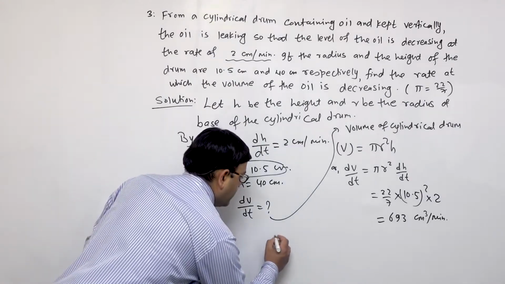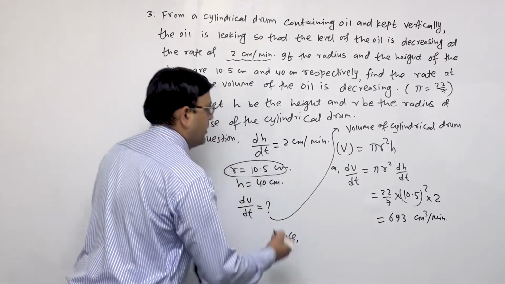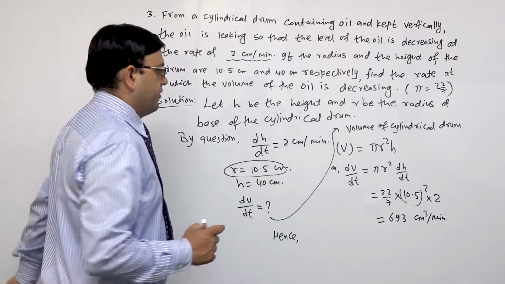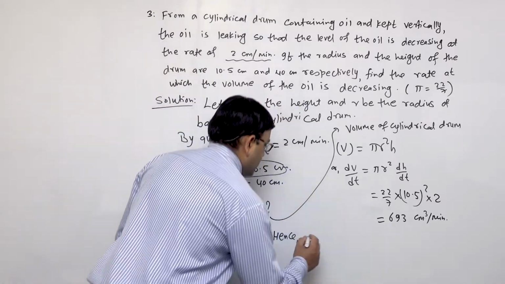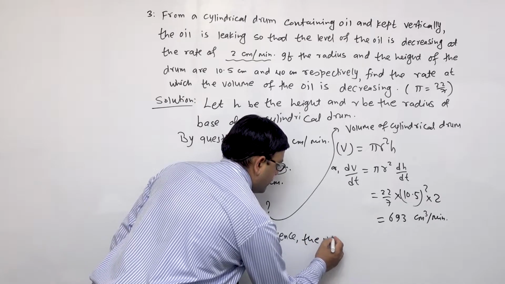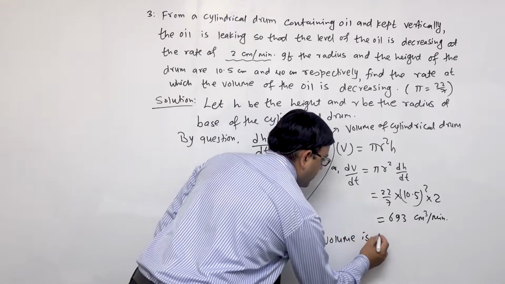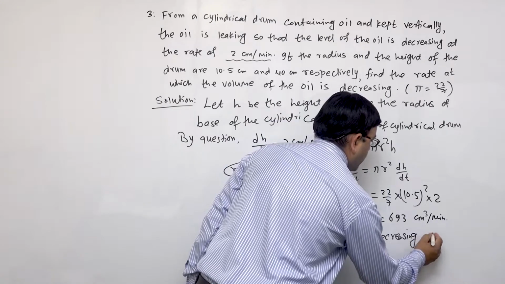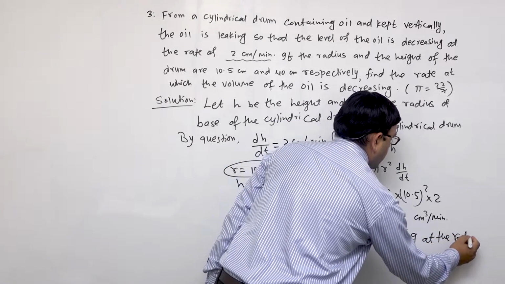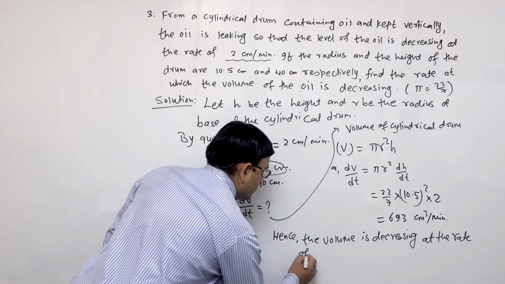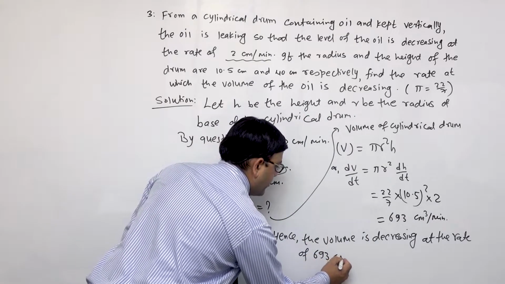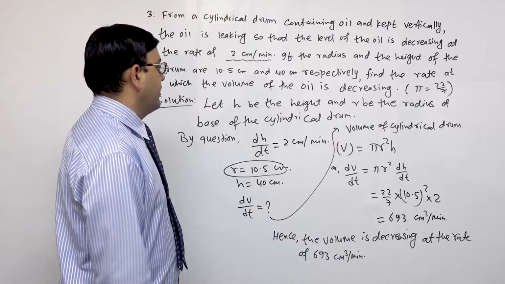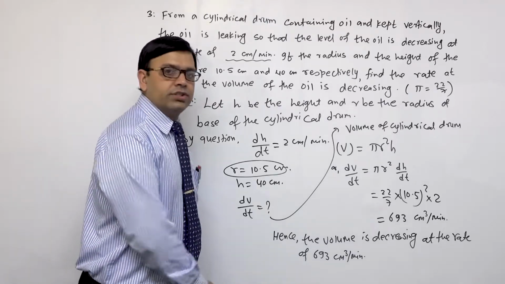Hence, the question asked to find the rate at which the volume of the oil is decreasing. Hence, the volume is decreasing at the rate of 693 centimeter cube per minute. This is the required answer of this question. I think you are clear about this question.